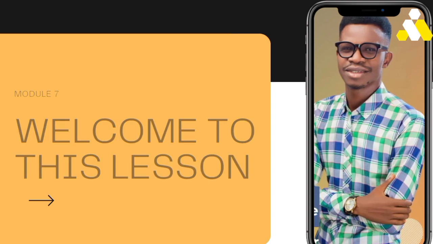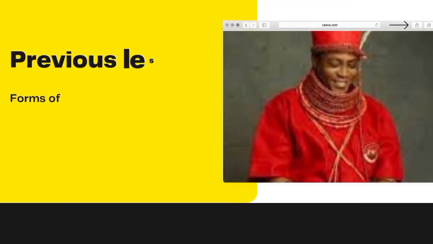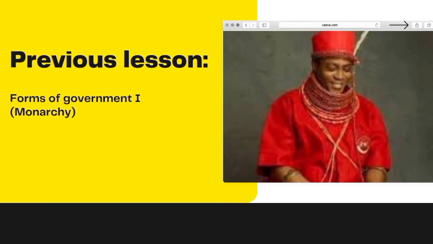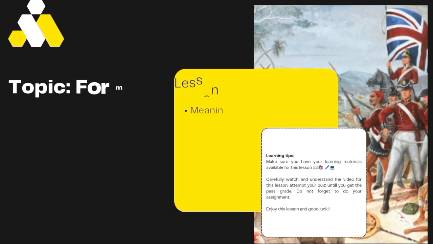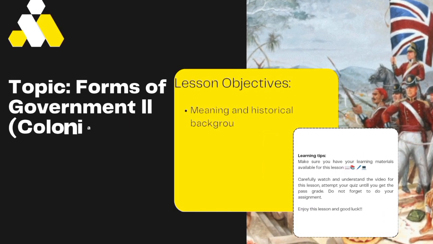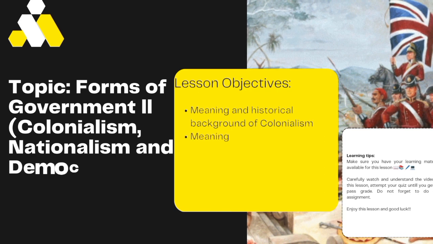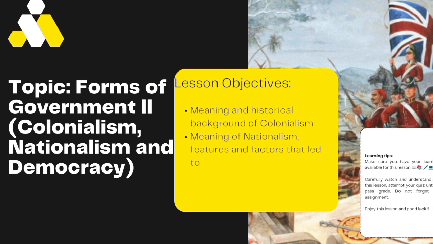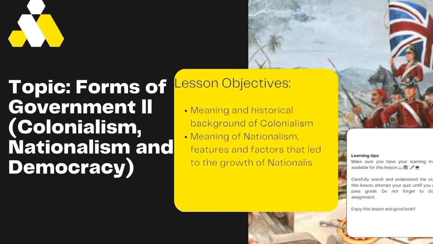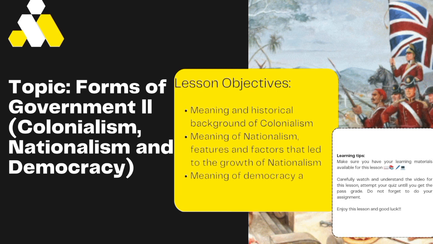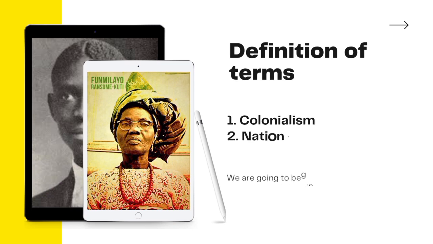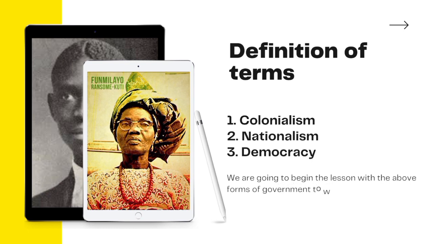Previous lesson is on forms of government 1, where we talked about the monarchical system of government. The topic for today's lesson is forms of government 2. Under these forms, we shall be talking about colonialism, nationalism, and democracy. Lesson objectives: meaning and historical background of colonialism, meaning of nationalism, features and factors that led to the growth of nationalism in Nigeria, meaning of democracy and features of democracy.